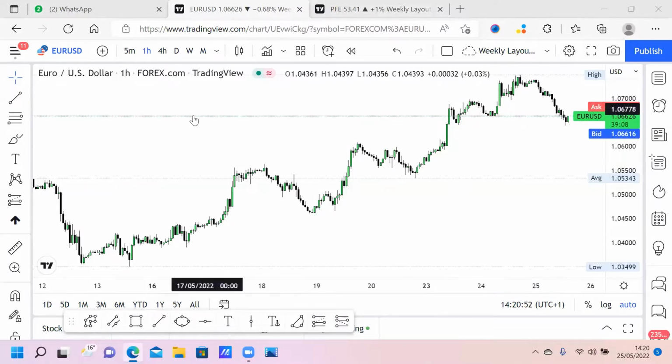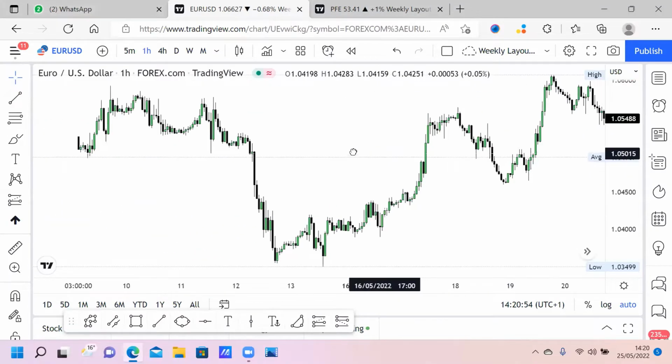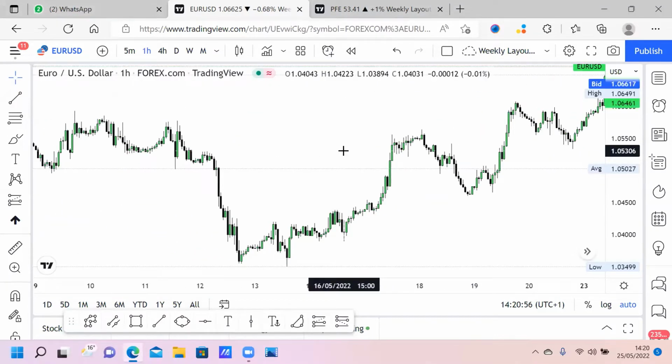So first of all, market structure is all about identifying which way the trend is going, and it must do certain things for the trend to continue. If it stops doing one or the other, then it won't work.